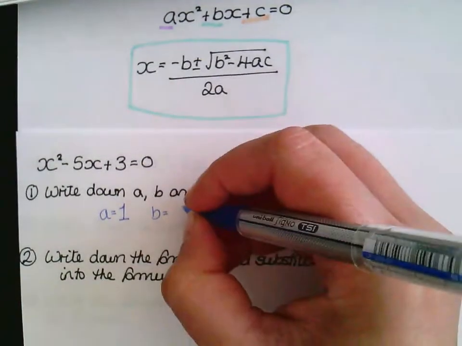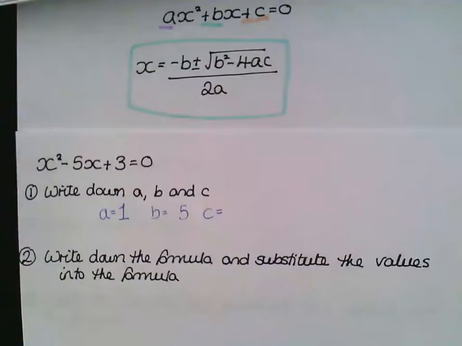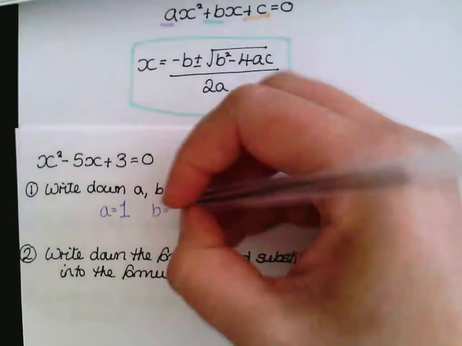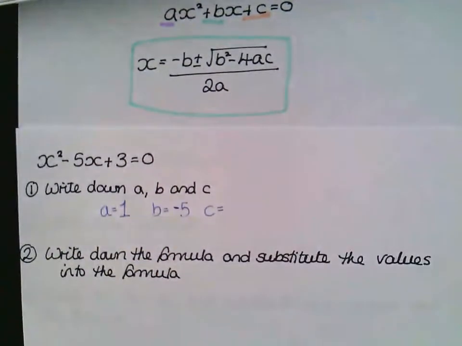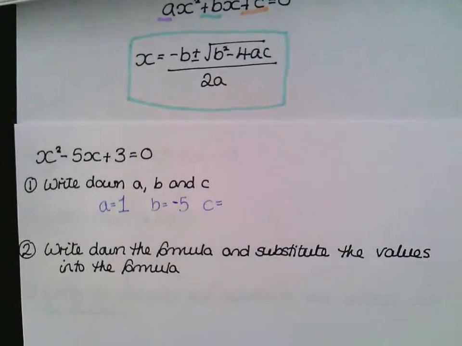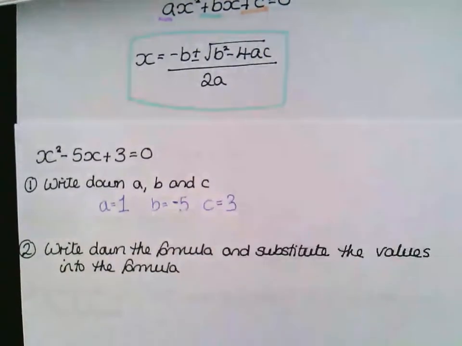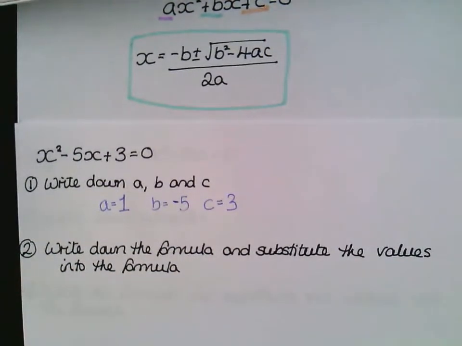B. Most people would write this, but it's incorrect. B is not 5. Look again at what the number in front of the x is. B would be minus 5. Lastly, C is the number at the end, the coefficient at the end, which is 3. So we've got our 3 numbers that will go into our formula.